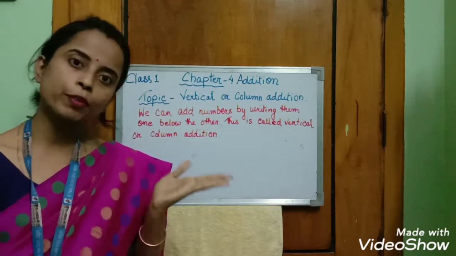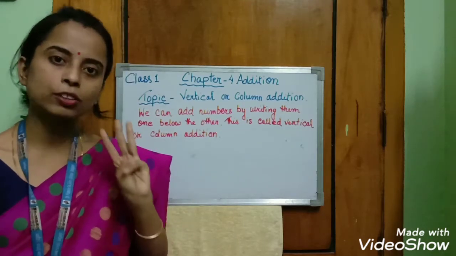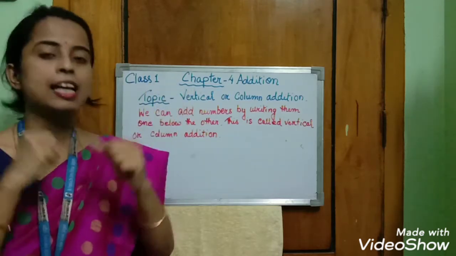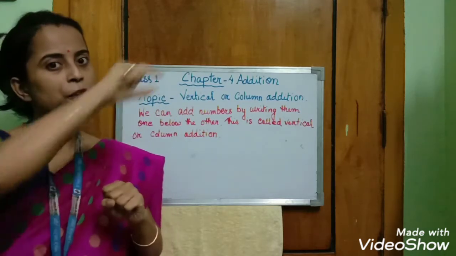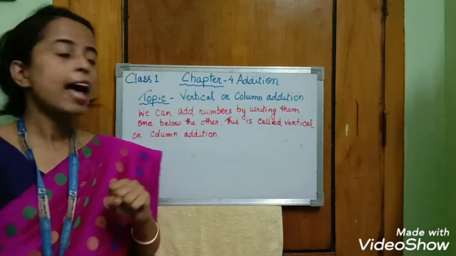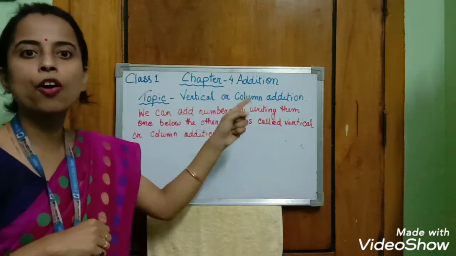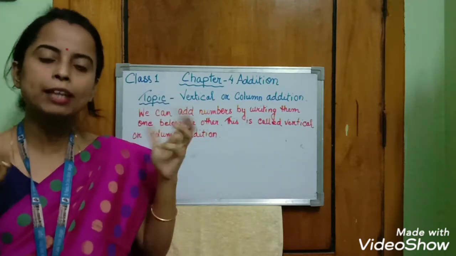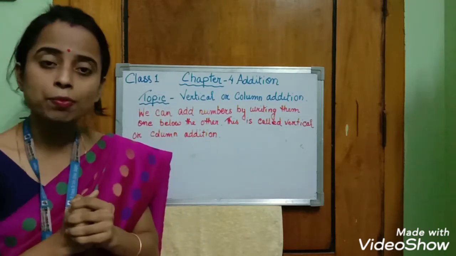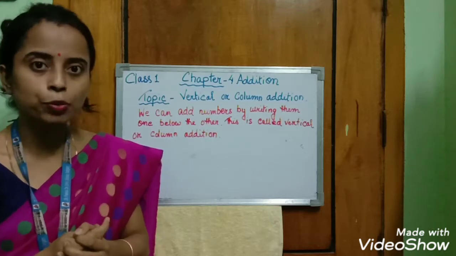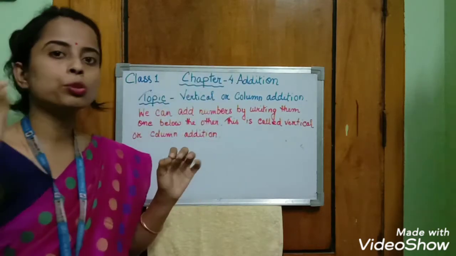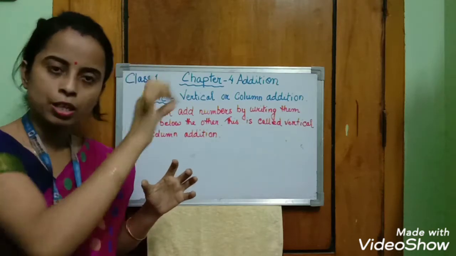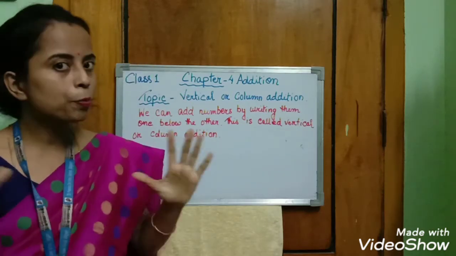As I've already told you, there are three methods of doing addition. One is addition using fingers. Second one is addition using the number line. And the third one is vertical or column addition. In addition using fingers, we use fingers. In addition using the number line, we draw a number line to show the addition. What do we draw there? We draw arrows. Clear?